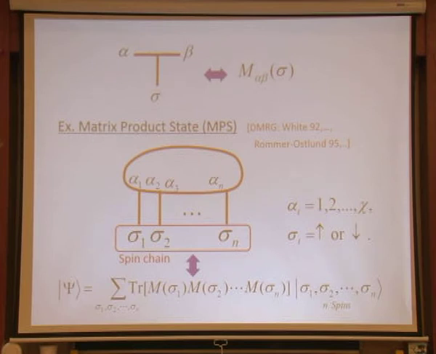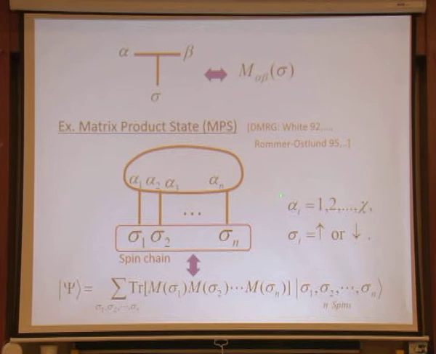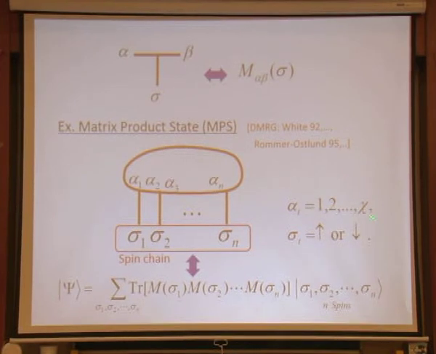This is heavily used in computer calculations such as DMRG to simulate 1D quantum systems. So sigma is a spin, either up spin or down spin. We are assuming spin 1/2, so this is plus 1/2 and this is minus 1/2. It's just two values. And alpha can be arbitrary, we can just take 1 to chi. Chi is some number which we can set by hand in the numerical calculation. If chi goes to infinity, we get the exact result, but we can truncate the calculation so that we have a finite chi for realistic calculations.